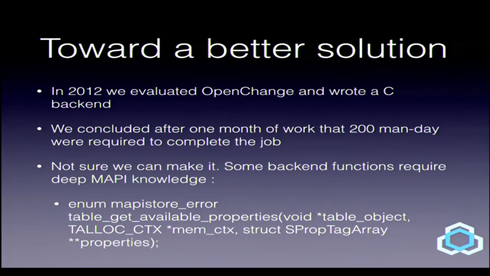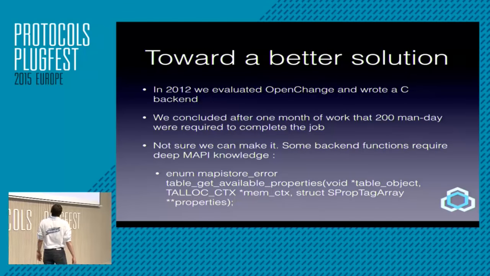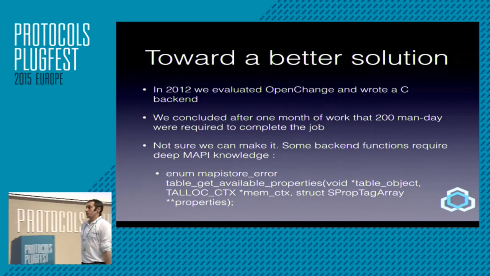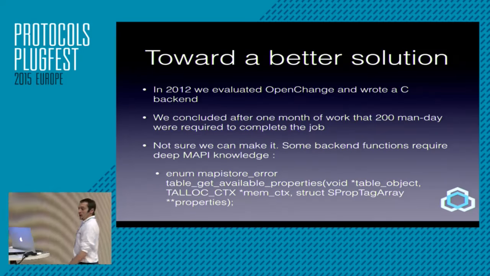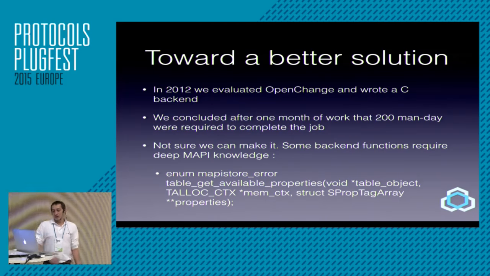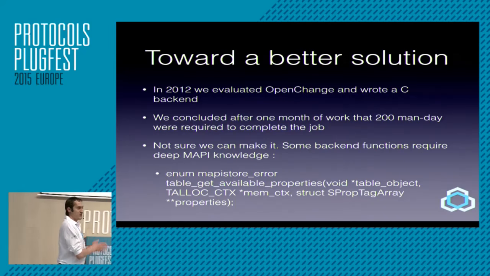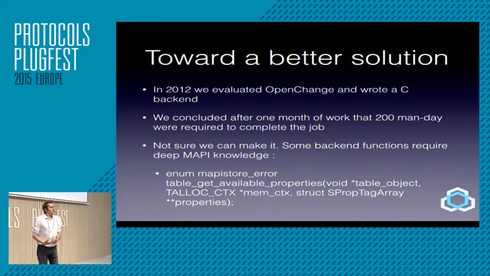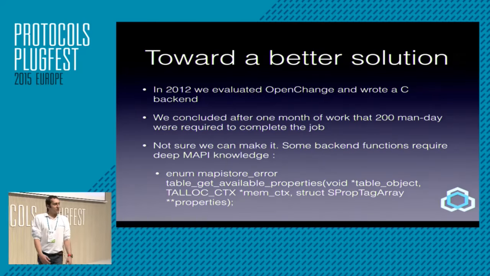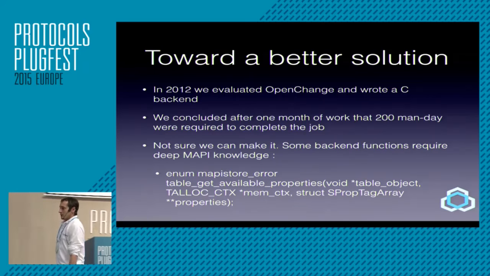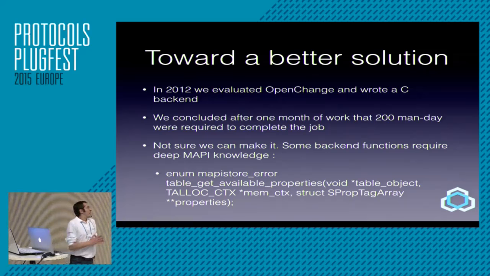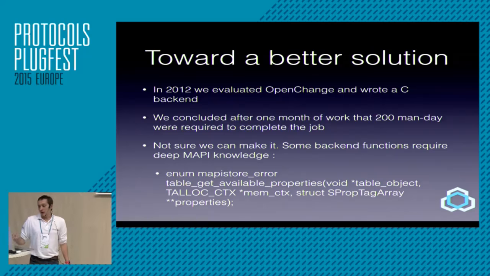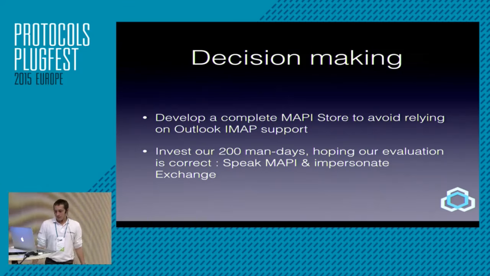What we had to implement in a Mapi backend for OpenChange was too complex for us. This is an example of the kind of function you have to implement. For example, table get available properties, and you have to return what the Mapi properties of the object are. Well, I don't know Mapi, so I don't know what the properties are that I should return. So we weren't sure that we could finish our backend without reading the complete Mapi documentation. So it was very difficult.